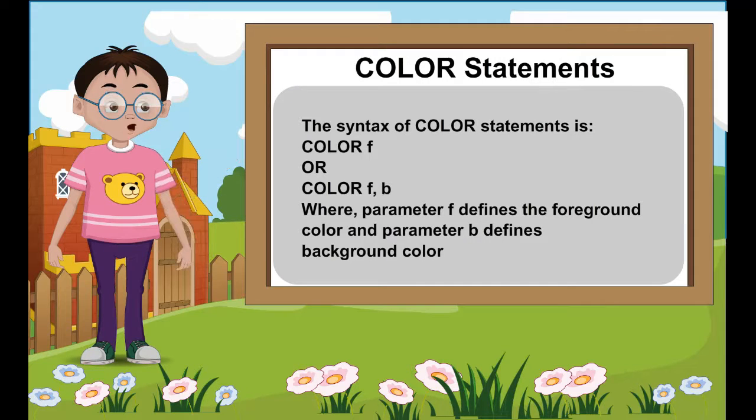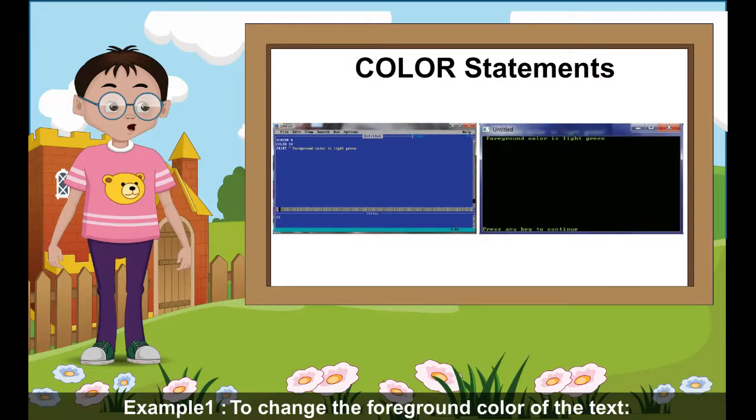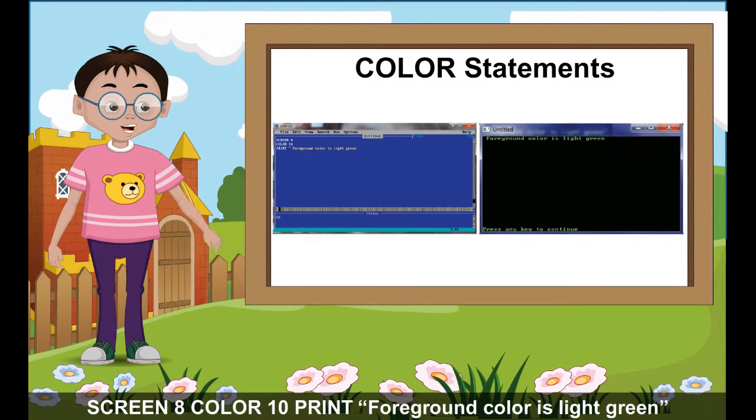The syntax of the color statement is COLOR F or COLOR F, B, where parameter F defines the foreground color and parameter B defines the background color. Example 1. To change the foreground color of the text: SCREEN 8, COLOR 10, PRINT "Foreground color is light green".